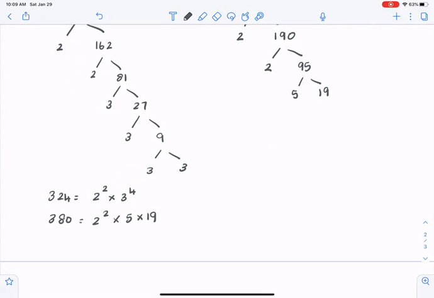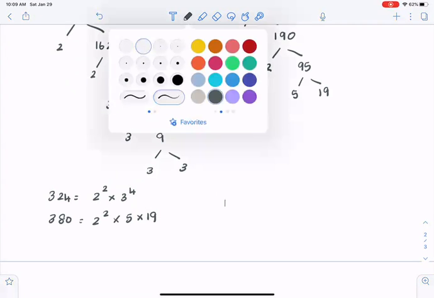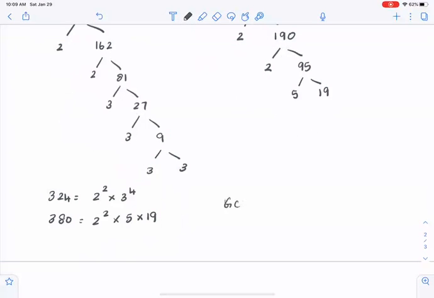Well, 3 is not common between the two, neither is 5, nor 19. So the only number that is common is 2. So the GCD is 2, and its smallest exponent is 2. So the answer is 4.